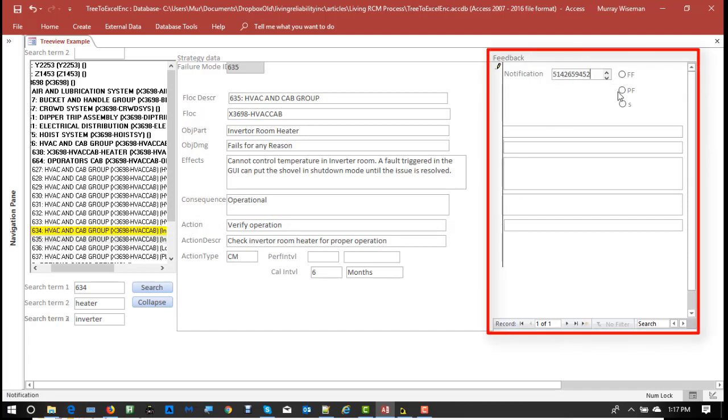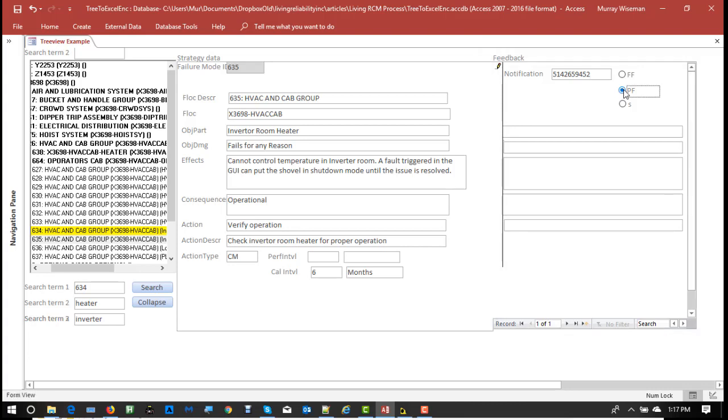That pane requires selection of an ending event corresponding to each object part renewed during work order execution. The ending event, one of functional failure, potential failure, or suspension, is prerequisite for subsequent reliability analysis.